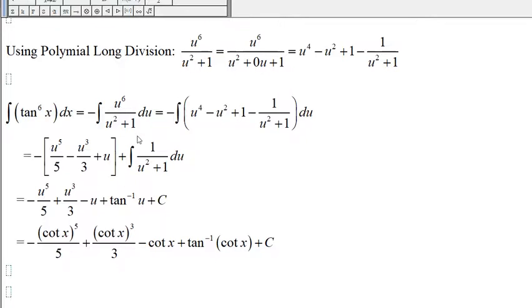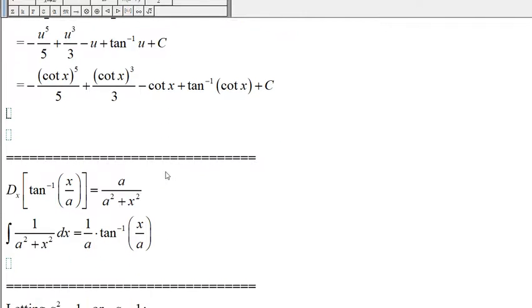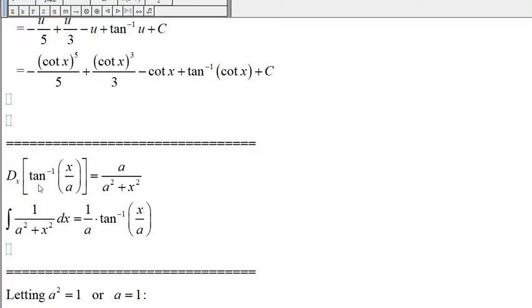And now let's find this integral, the integral of 1 over u squared plus 1. This has the form of 1 over u squared plus a squared, and so we can use the tangent inverse formula for that. Recall that the derivative of tangent inverse of x over a is a over a squared plus x squared, and so this is how we get this formula. The integral of 1 over x squared plus a squared is 1 over a tangent inverse of x over a.